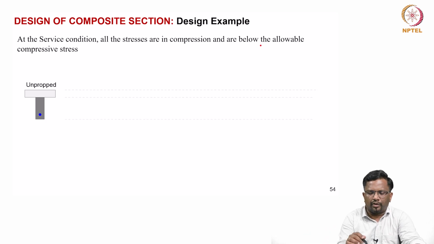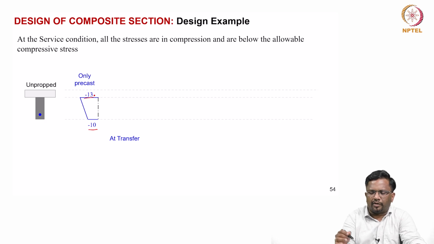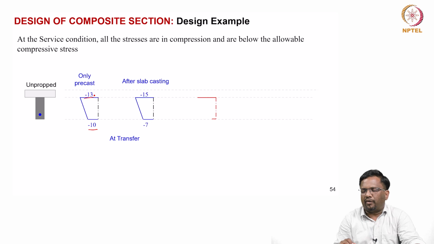Now, we can plot it for an unpropped case. While you transfer, -10, -13, everything is in compression. After the slab is cast, again, the slab acts as a dead load. So, at the bottom, it is going to create tension. That is the reason the compression 10 has become -7. Compression stress is reduced. At the top, I add more compression, so that has become -15.